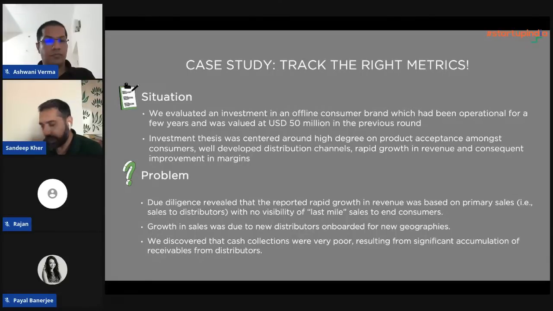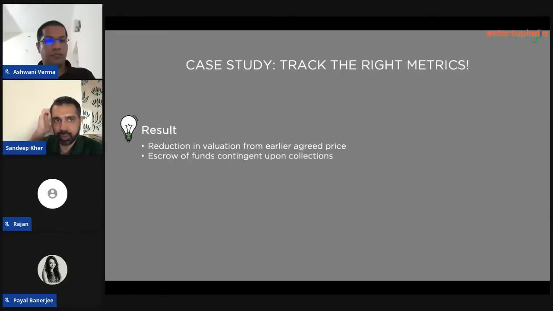And what we did as a consequence was we went into two specific discussions post the diligence with the company. The one was, as you would expect, a reduction in value, and the other one was we had to escrow our funds, which were contingent upon the collections happening from the distributors or the company's customers. What was made out to be a $50 million check, the valuation had to undergo a revision, and at the same point in time it was tranched.